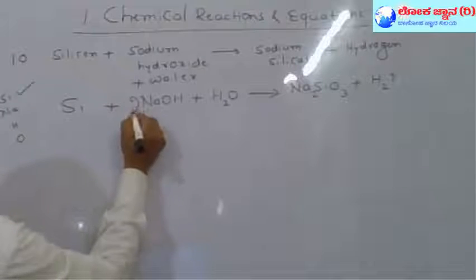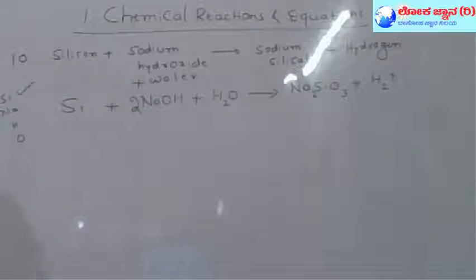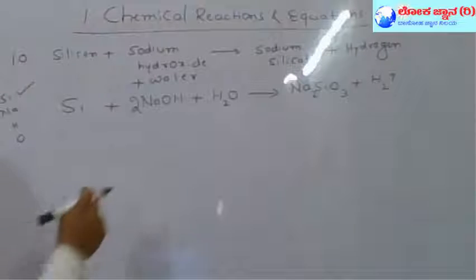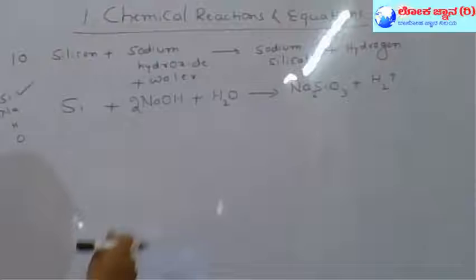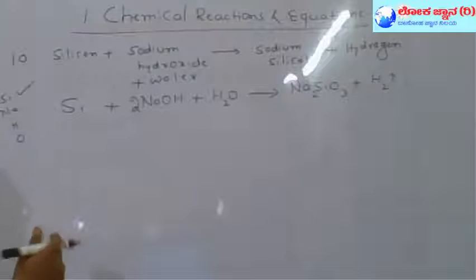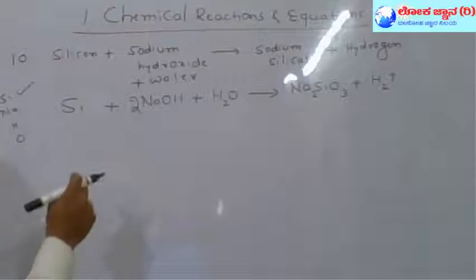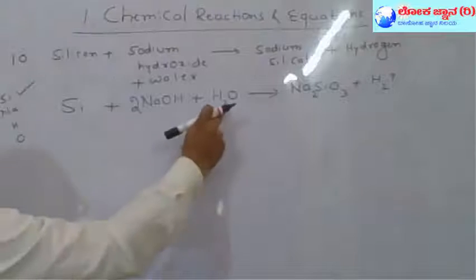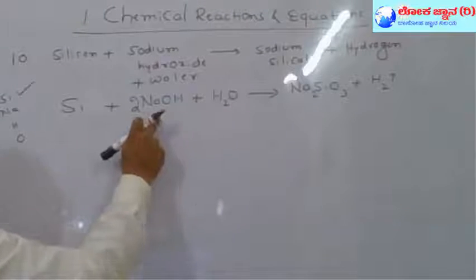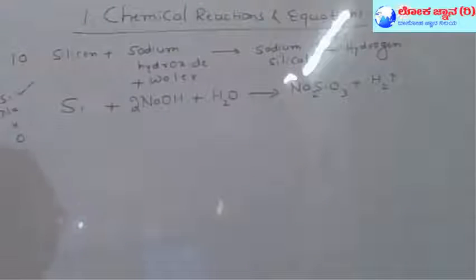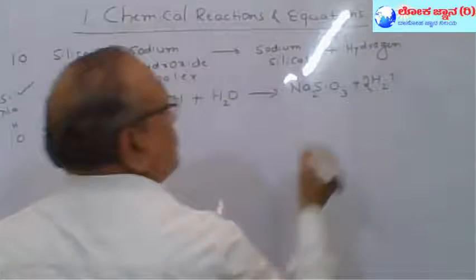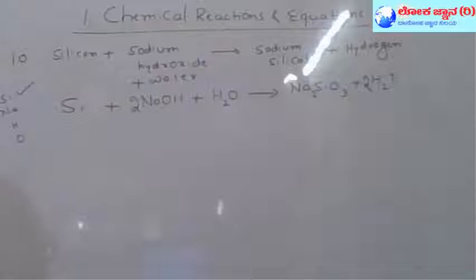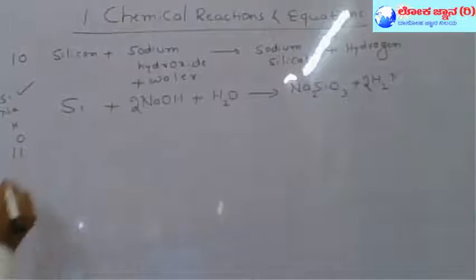By taking 2 NaOH. Now, how many oxygen atoms on the left? 2 plus 1 is 3. How many on the right? 3. The equation is balanced for oxygen. How many hydrogen atoms on the left? 2 plus 2, that is 4. How many are there on the right? 2. Therefore, better you make it 2H2, and the equation is balanced. Clear?